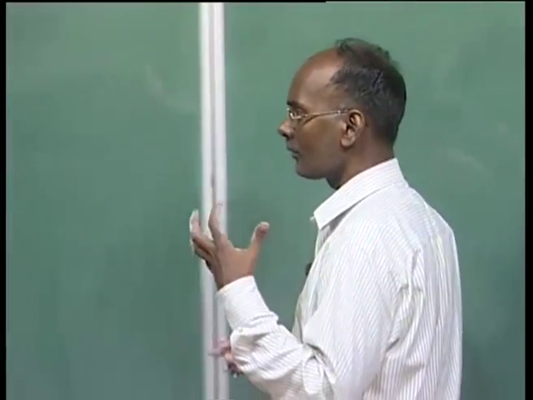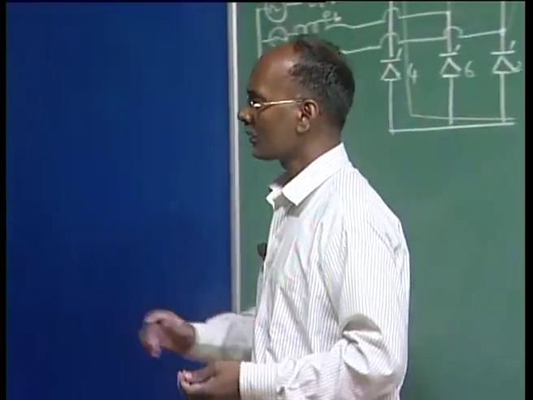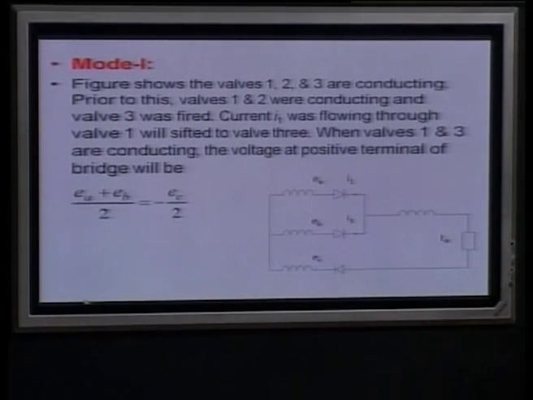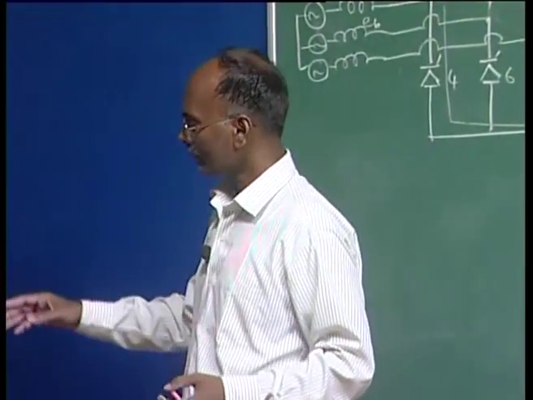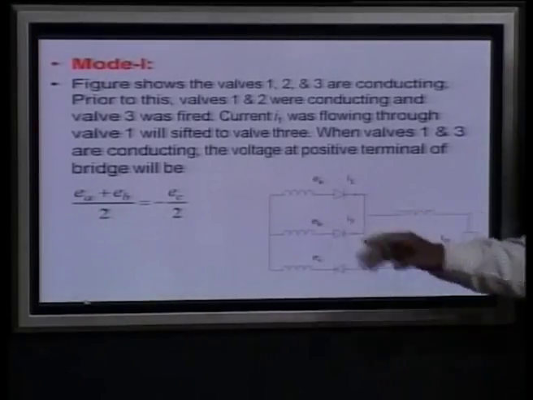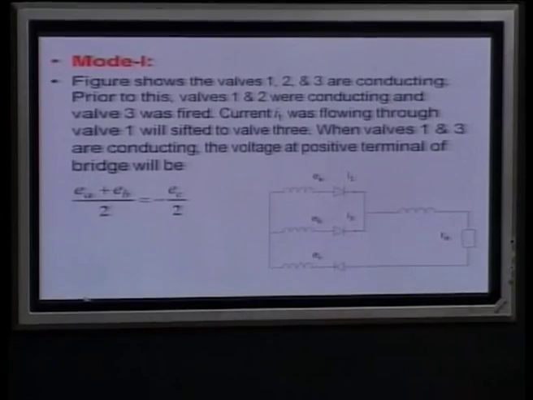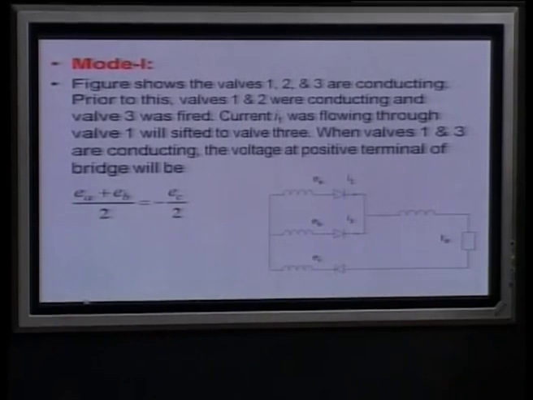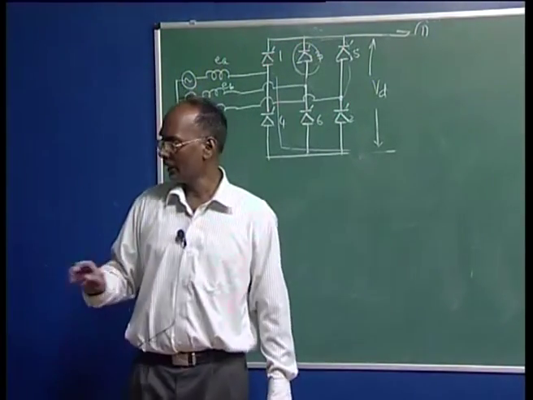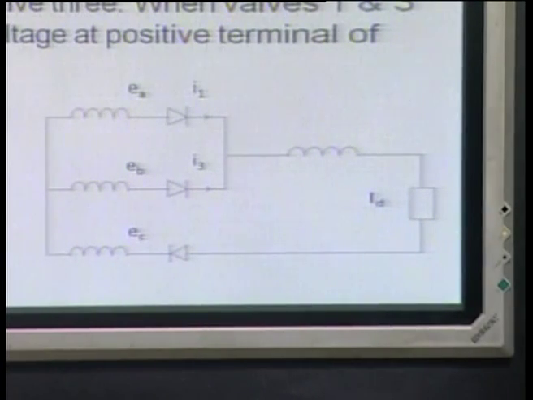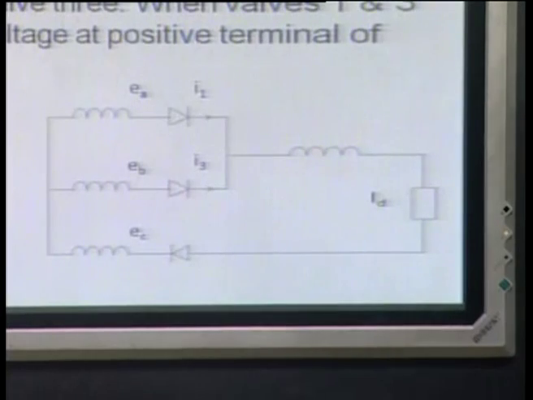Okay. Now, let us go for analysis when valve 2 and valve 3 are conducting, meaning now mode 1, where either 2 valves are conducting or 3 valves are conducting in a repeated manner. So, this figure shows that valves 1, 2 and 3 are conducting. Before, 1 and 2 were conducting, and 3 got the pulse and is now fired. However, the current shift from 1 to 3 takes some time, and that is u degrees, and we assume that this u is less than 60 degrees.